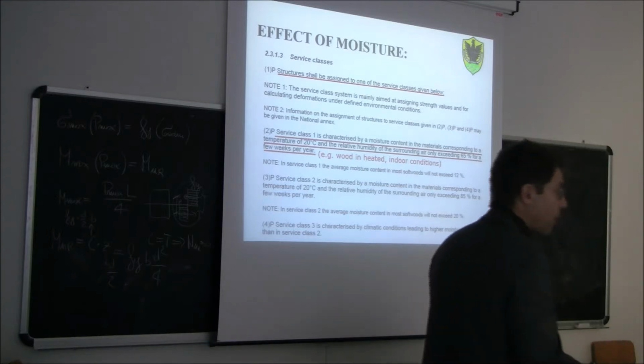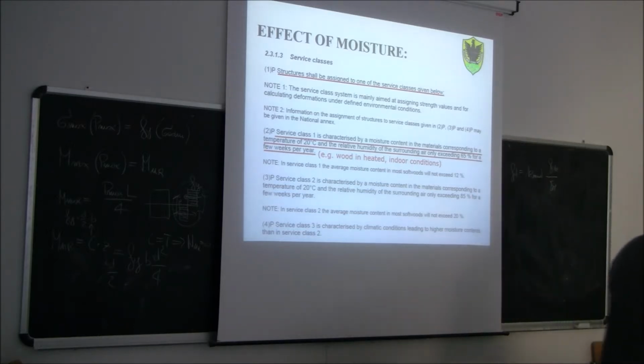A few weeks, how many weeks? Maybe, I don't know, 6 weeks, 7 weeks. This is the kind of number we are talking about, not 20 or 30. Talking about 3, 4, 5, 6 weeks per year.